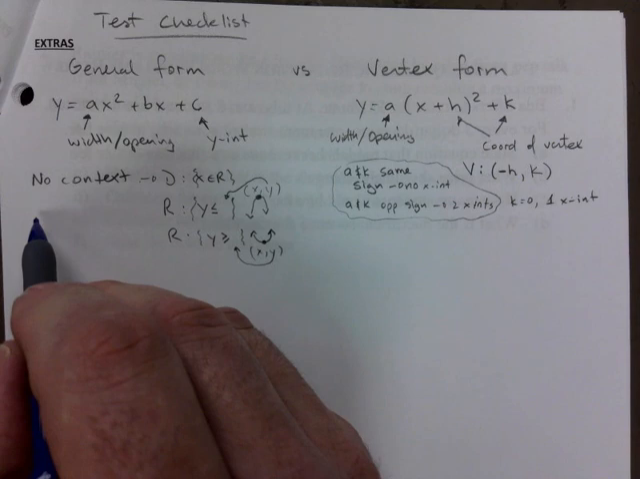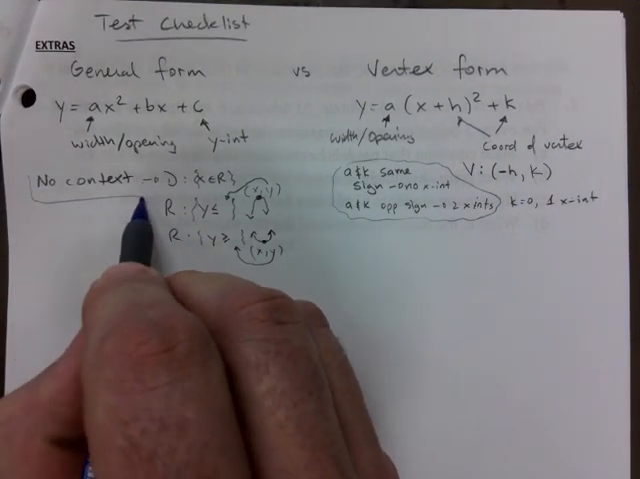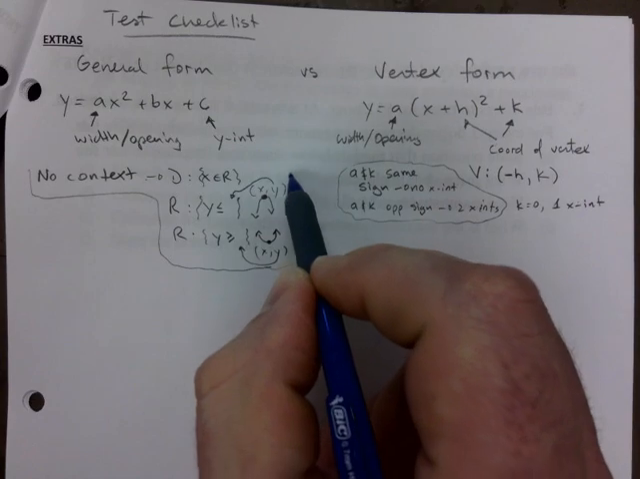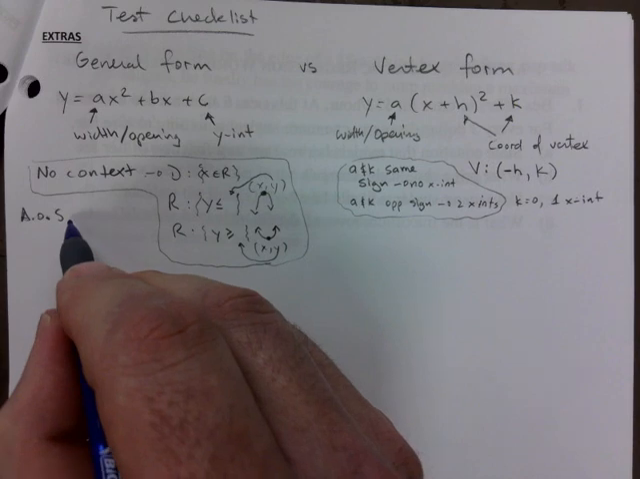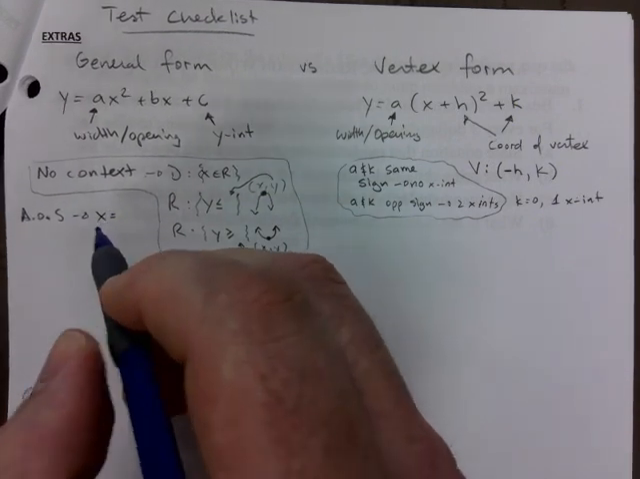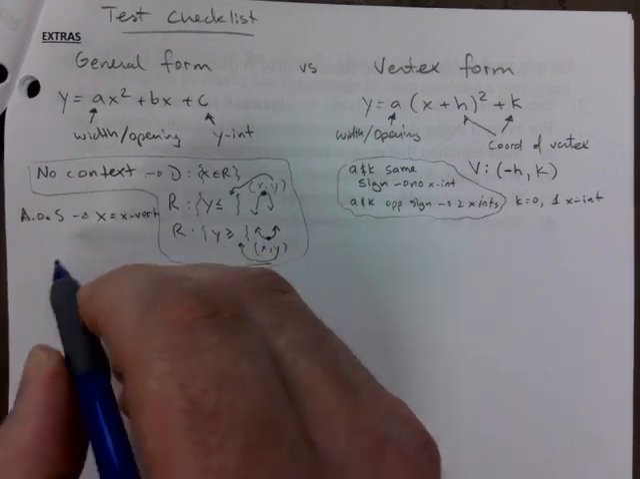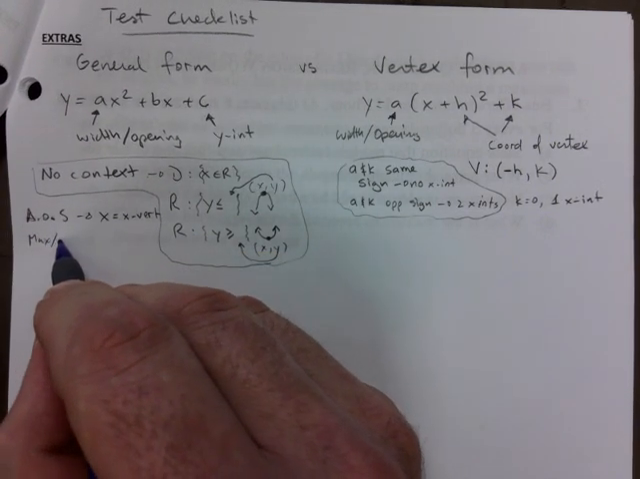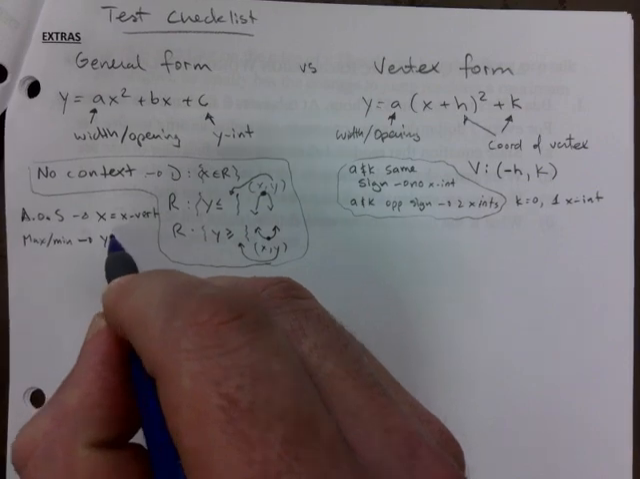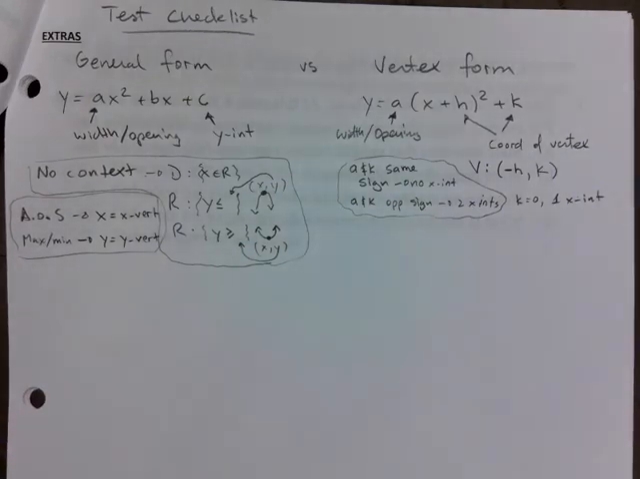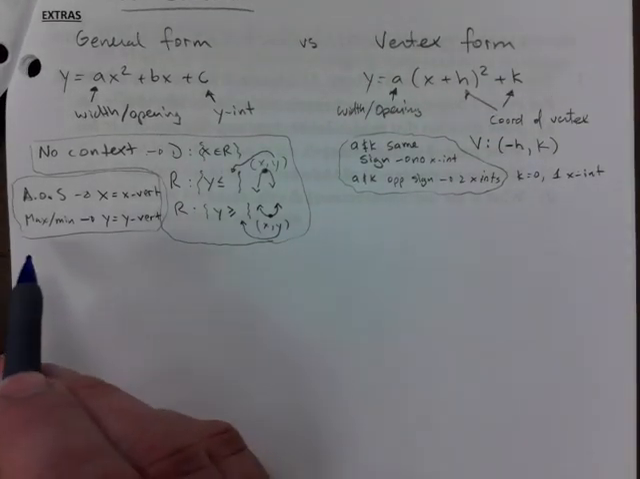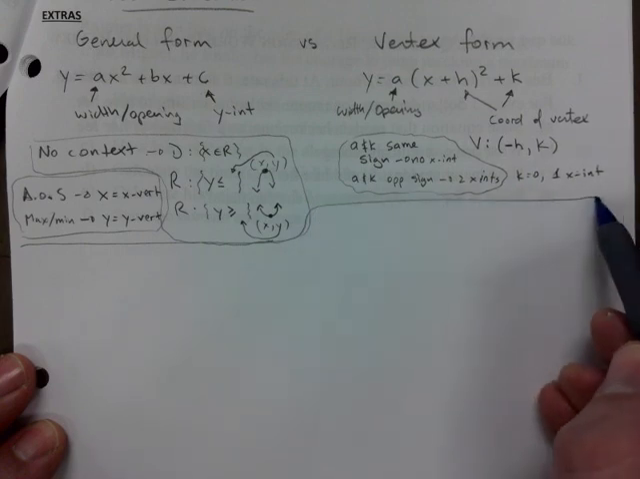The AOS, so I'm going to kind of put this in a box to kind of pack it. The AOS is always x is equal to x of vertex, and the max / min is y is equal to the y of the vertex. And you might want to write that a little clearer on your study sheet, perhaps, just to make sure you know when you see that what's happening. So that's that, and I'm kind of going to block this off.